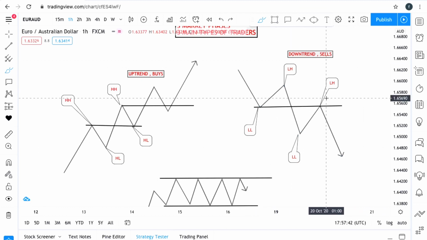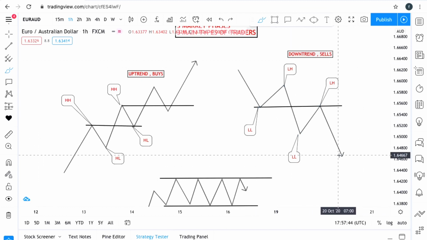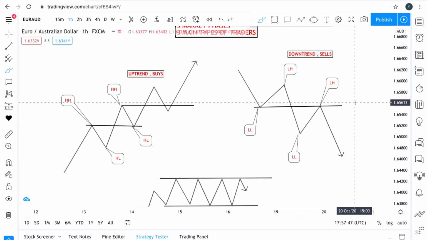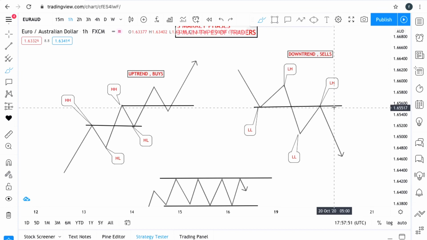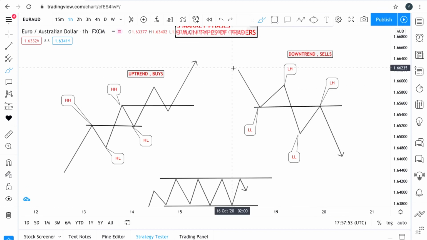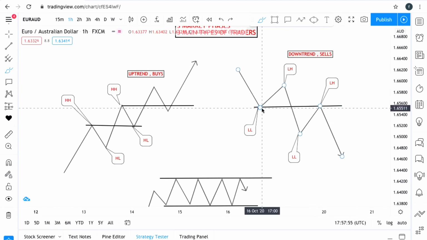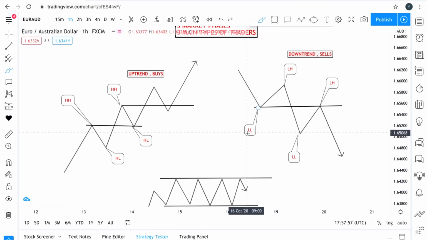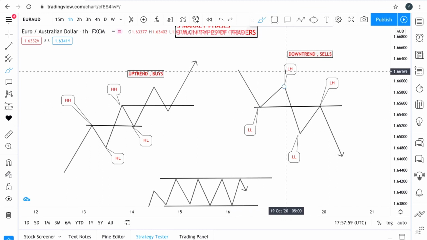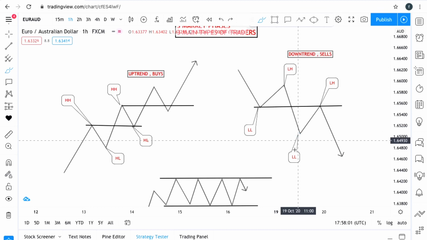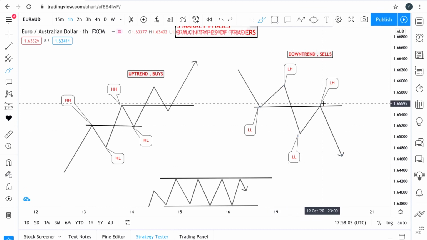Once the market is in a downtrend, only look for sell opportunities until the market breaks the previous lower high. Then you're no longer looking for sell opportunities. So the market pushes, forms a lower low, then pushes up, forms a lower high, pushes down, forms a lower low, pushes up, forms a lower high, right?